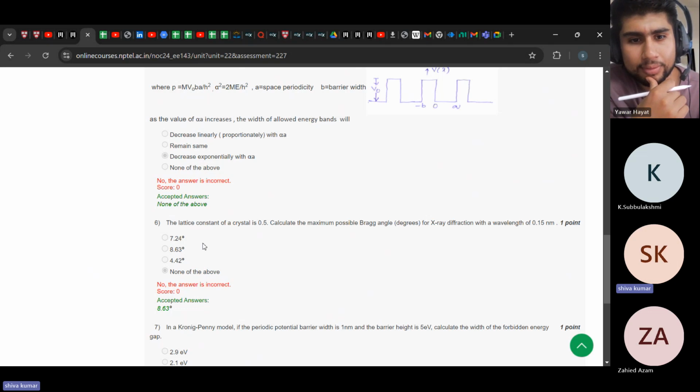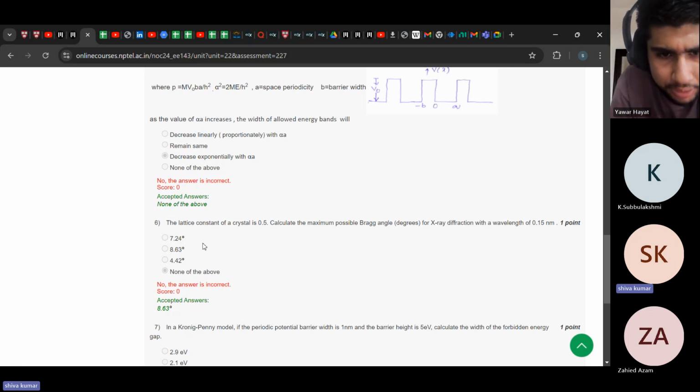n lambda is equal to 2d sin theta. We project the electromagnetic wave so that the output has to be a constructive wave, right? It has to be constructive, so we will change the angle. It should be constructive for different values of n.